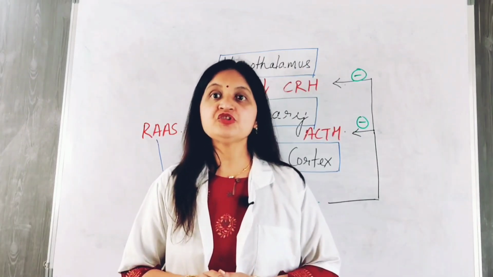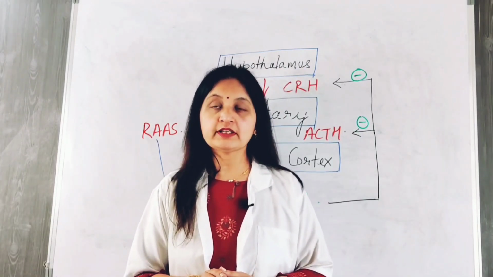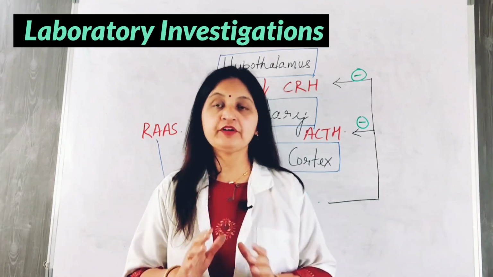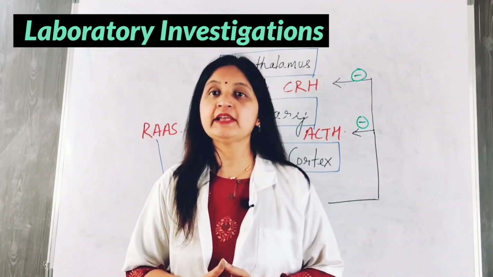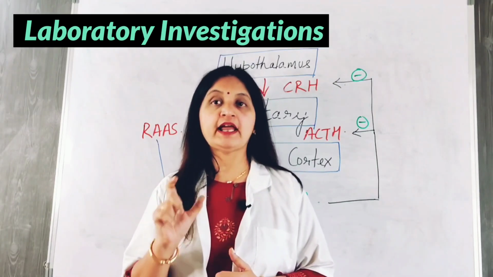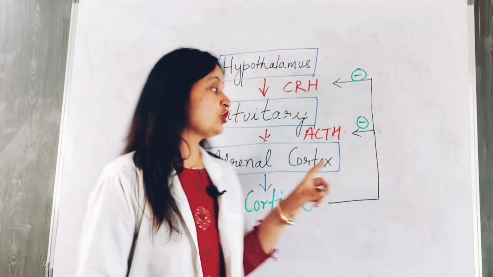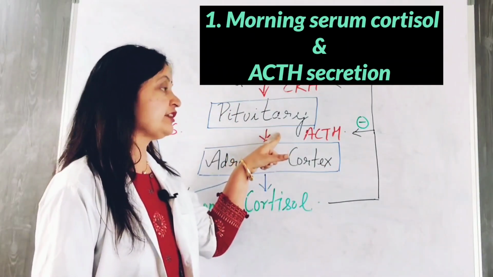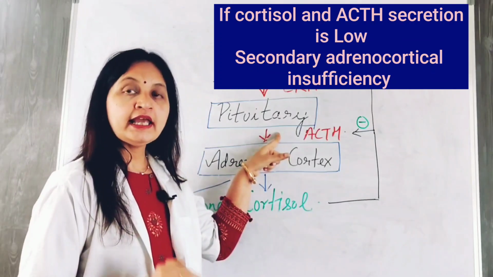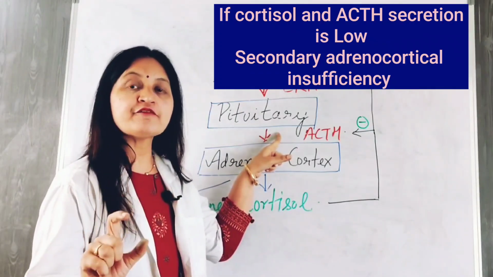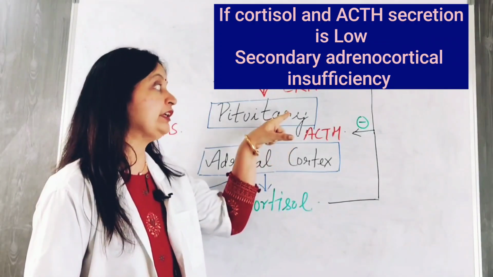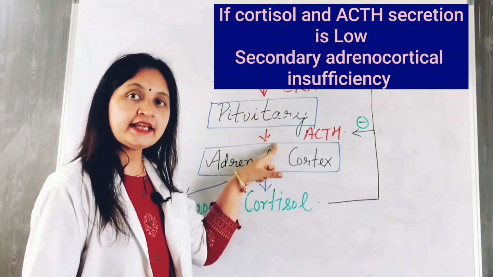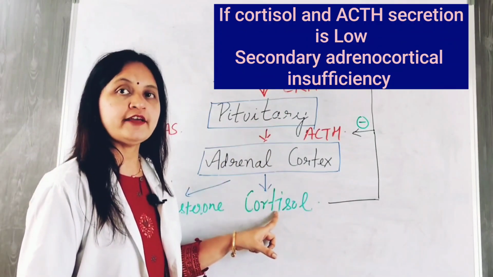Next is, how do we differentiate primary and secondary adrenocortical insufficiency in terms of laboratory tests? So the first laboratory test is morning serum cortisol and ACTH secretion. So if the cortisol secretion is low and ACTH secretion is also reduced, it is a case of secondary insufficiency because the disorder is in the pituitary gland, decreasing the ACTH and decreasing the cortisol levels.